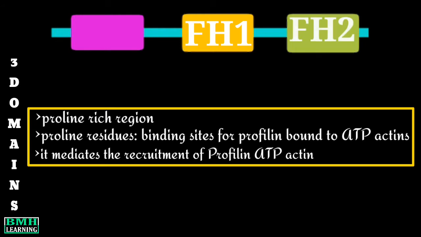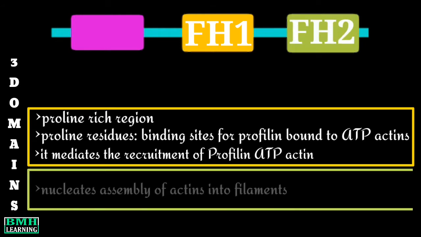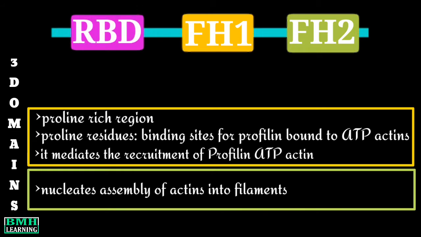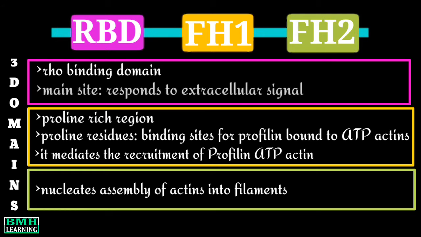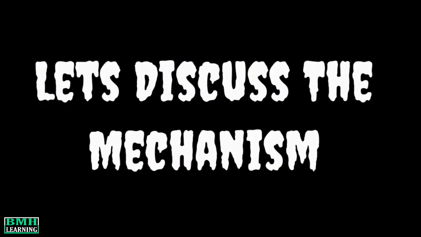Then we have the FH2 domain. This domain nucleates assembly of actins into filaments. Apart from this, there is a third domain too, which is named as RBD, or Rho binding domain. Now, RBD is the main site which responds to extracellular signal. So let's discuss the mechanism.